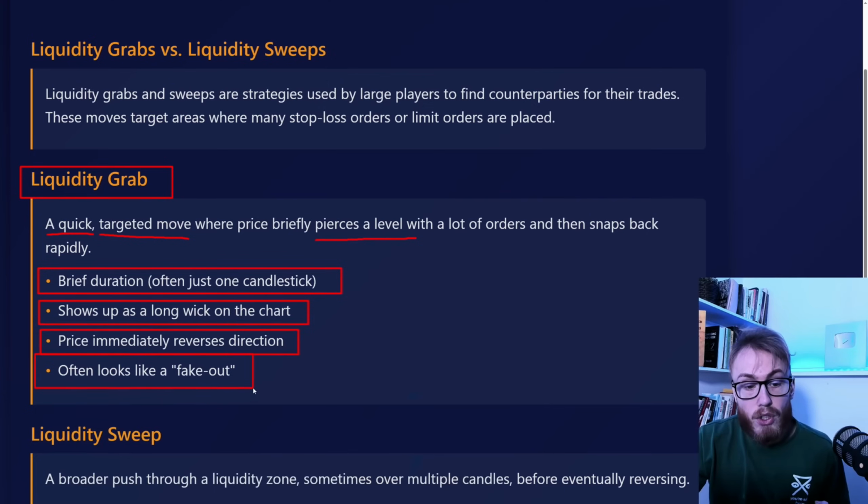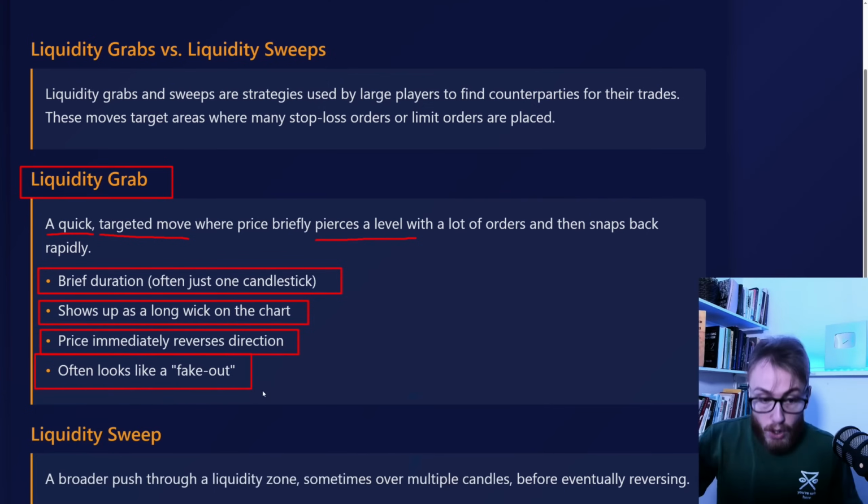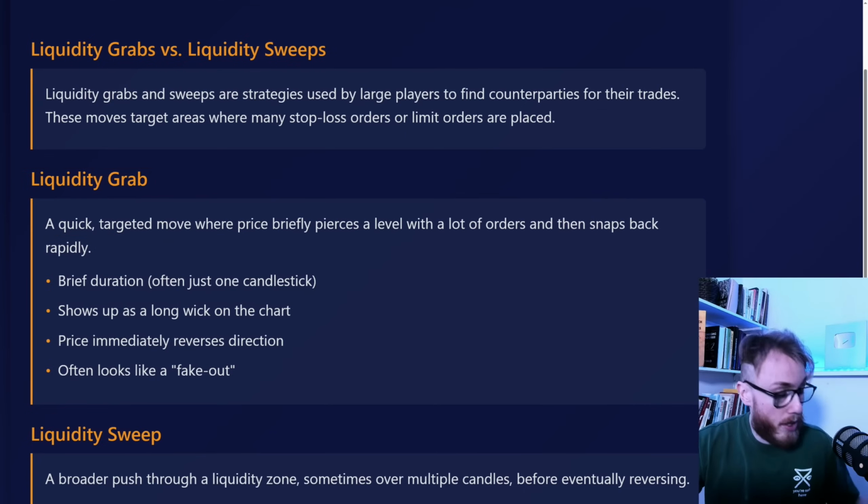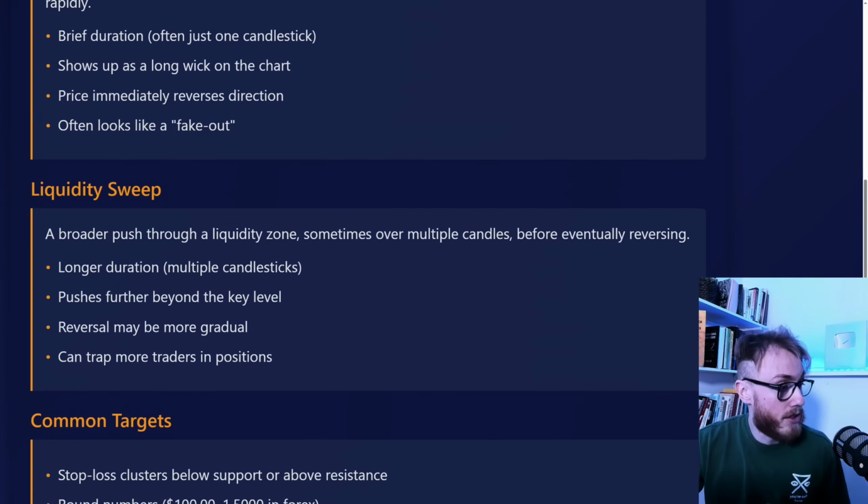It often also looks like, or is called, a fake out. So very soon we will take a look at an example of how to trade the liquidity grab step by step, where to set your profit target, where to set your stop loss, and so on. But first, we need to also take a look at the liquidity sweep.